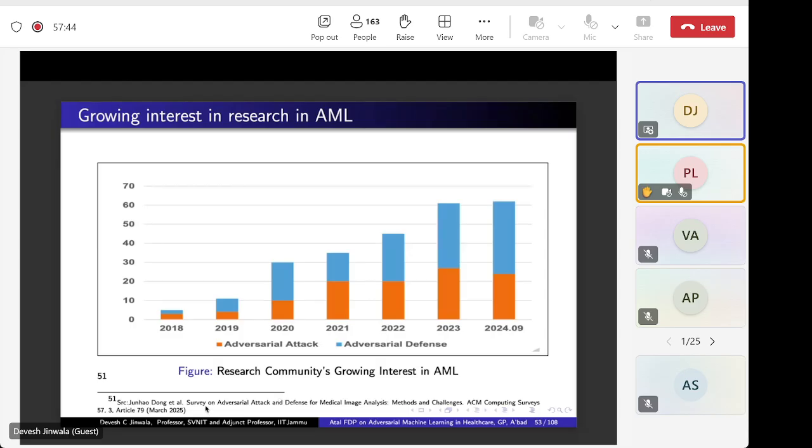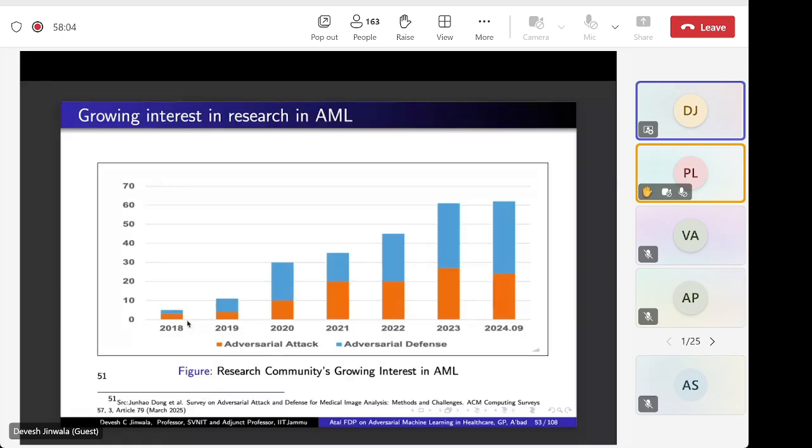The survey on adversarial attack and defense for medical image analysis. I am using this paper. It appears in a very renowned journal, ACM Computing Surveys. The paper is also a relatively recent paper, March 2025. But what it shows is the growing interest in the community.